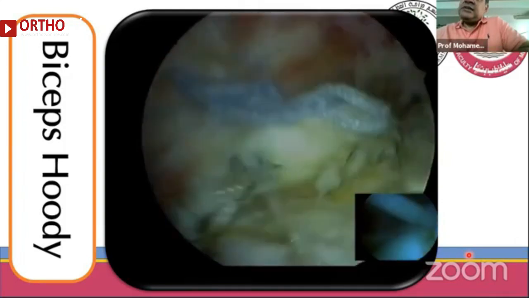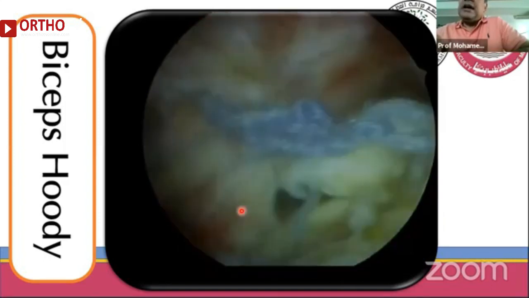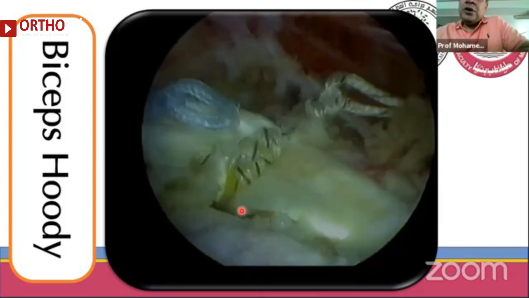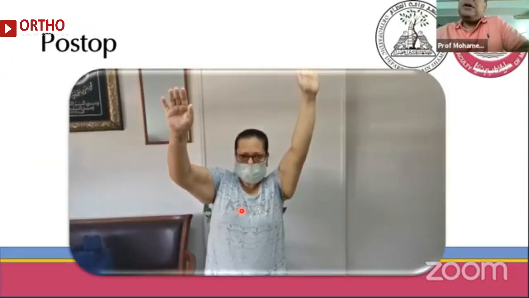And this is the situation now. But still, I had doubt with this kind of partial repair with superior capsular reconstruction with the long head of biceps. I had doubt that the patient will do good, but this is 2 months post-operative.